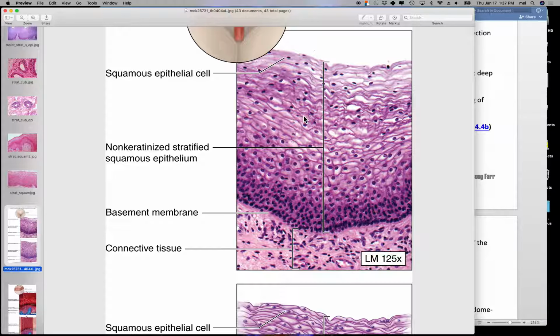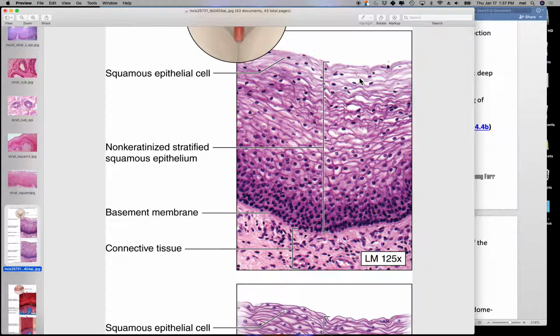Now, this is, of course, stratified squamous epithelium, but not because all of the cells look squamous, because at the bottom they don't, right? This one is named for the shape of the cells at the apical surface, and this is stratified squamous epithelium. Now, there are two categories of stratified squamous epithelium. They're really similar to one another. This is moist or non-keratinized stratified squamous epithelium.